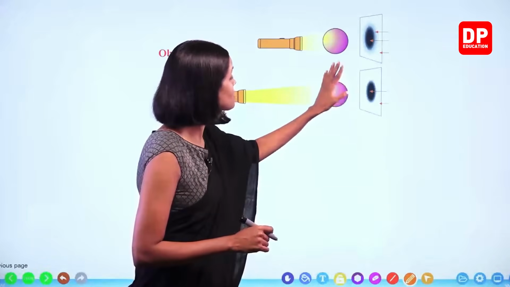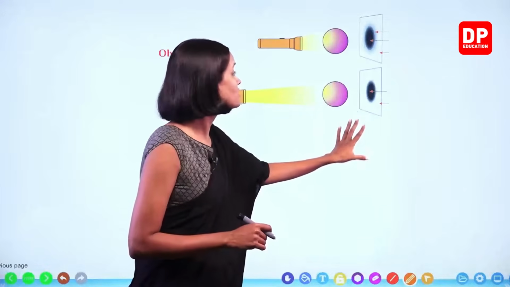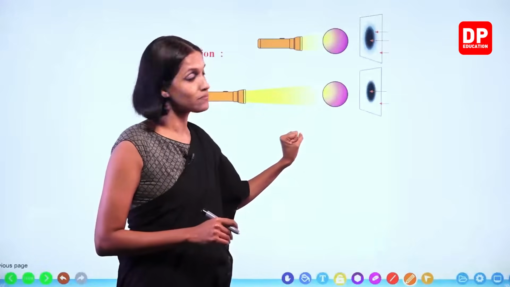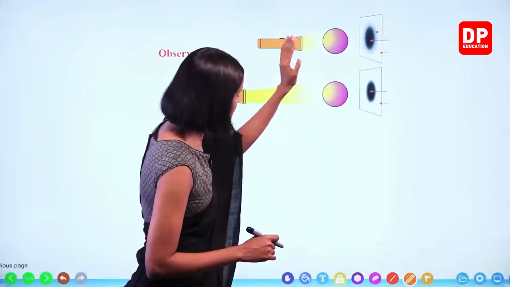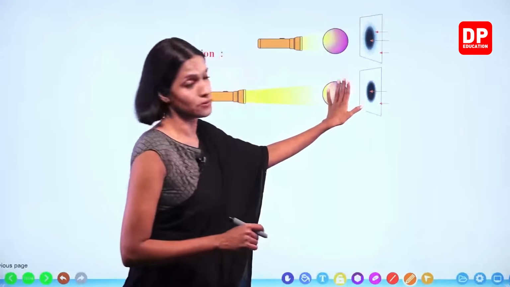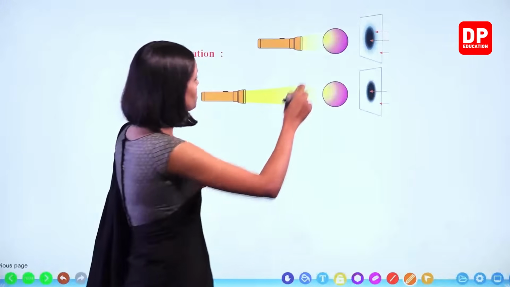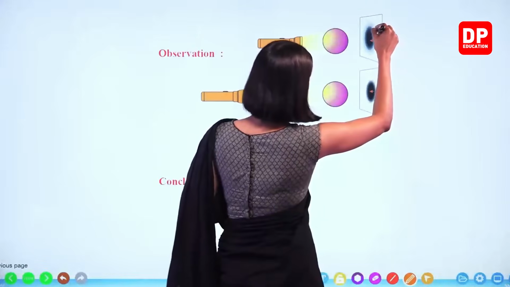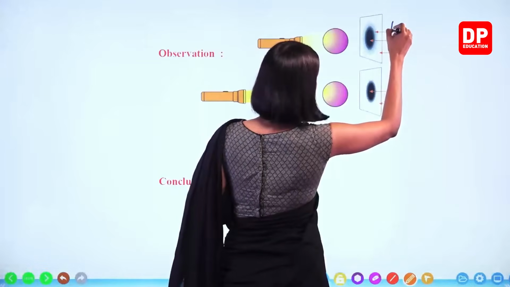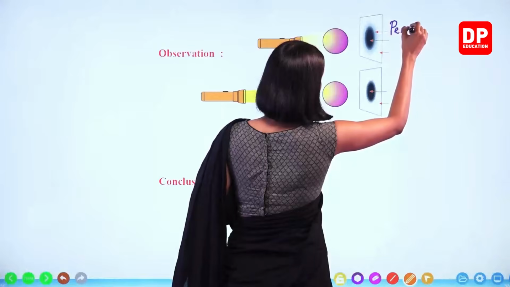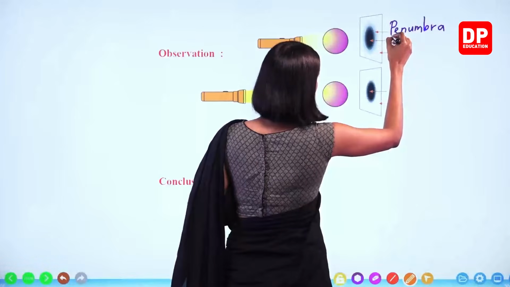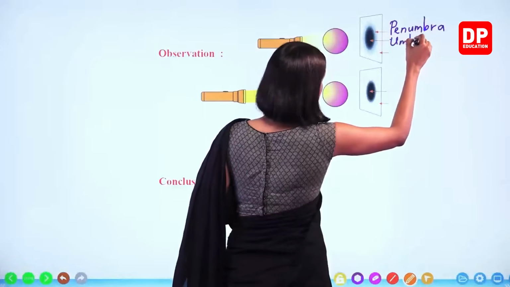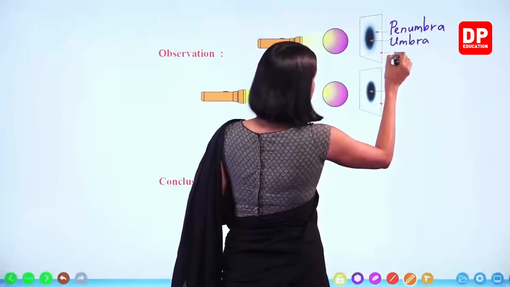In this instance, the penumbra gradually decreases. Right? So penumbra gradually disappears and the umbra gets sharper. Okay? So we will label this. This is penumbra. This is umbra, the dark part. This is the screen.